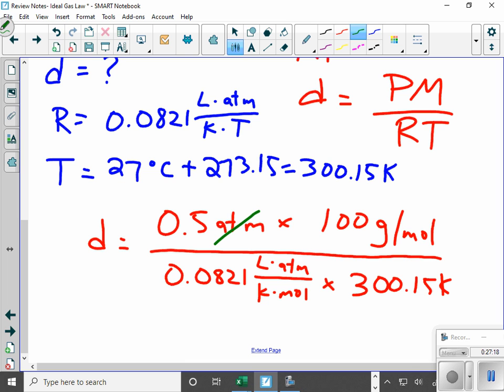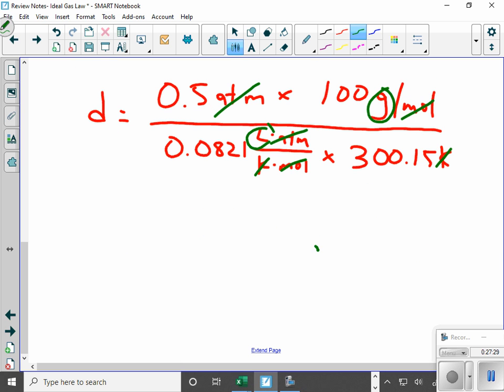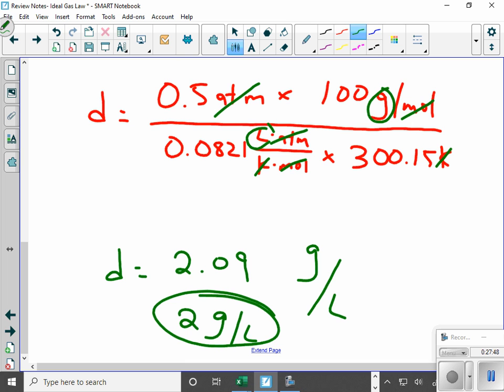When I do my canceling, that cancels. My Kelvin cancels. My moles cancel. So it's going to leave me grams over liters. Is that a density? Absolutely. Okay? And I'm hurrying to get this done because I want you to get your homework. When I do my math, it comes out to 2.09, at 1 sig fig, 2 grams per liter.